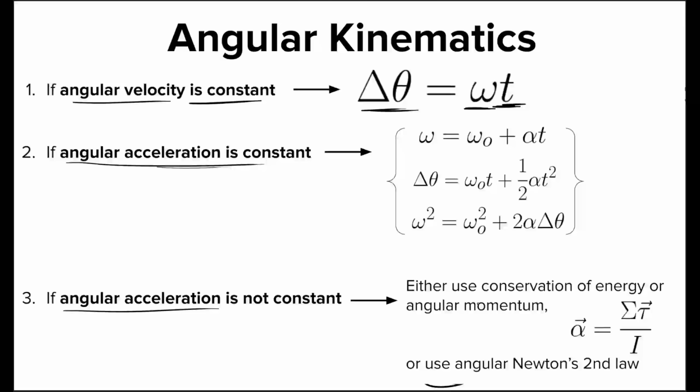If angular acceleration is not constant, well, you better be using conservation of energy, angular momentum, or just crafting your own angular version of Newton's second law, which looks like this. Instead of a, it's alpha. Instead of forces, it's torques. And instead of m, it's I. What are all these things? Well, I'll show you in just a minute.